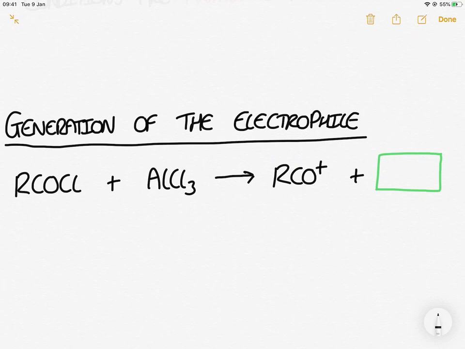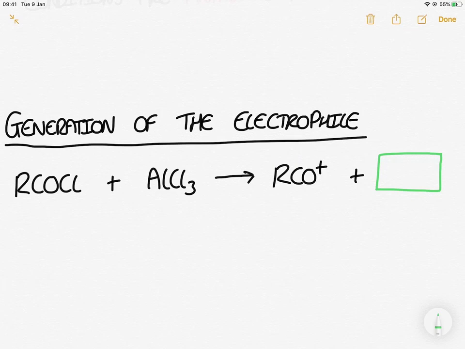try and deduce what the formula of the other product is. So thinking about it, you should be able to work this out. It's going to be a negative ion, right? Because in chemistry, if you've made a positive ion, you must have made a negative ion as well, right? You can't have one without the other.